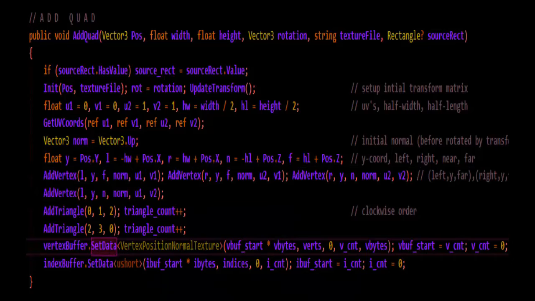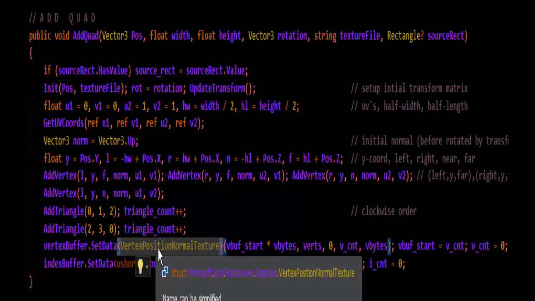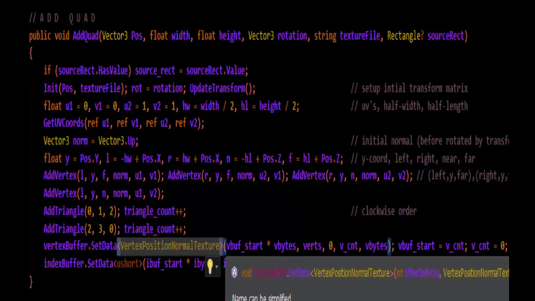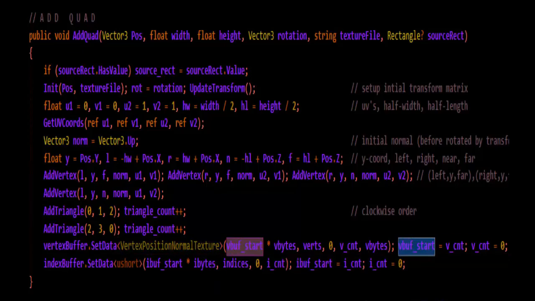So what we do is we say vertex-buffer.setData, and then we have to declare here what our vertex declaration is, which is vertex position normal texture. So the type, the vertex type. And what we do is we take the vertex buffer starting index, where in the vertex buffer we left off at, basically, on our last object. Since this is the first time we're making an object, this would be 0. But if it was our second object, it might be like 100, for example.